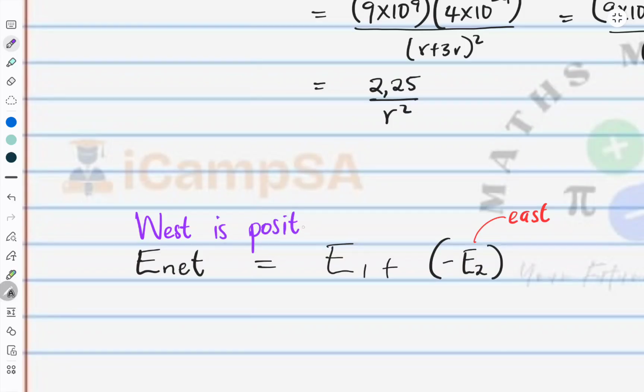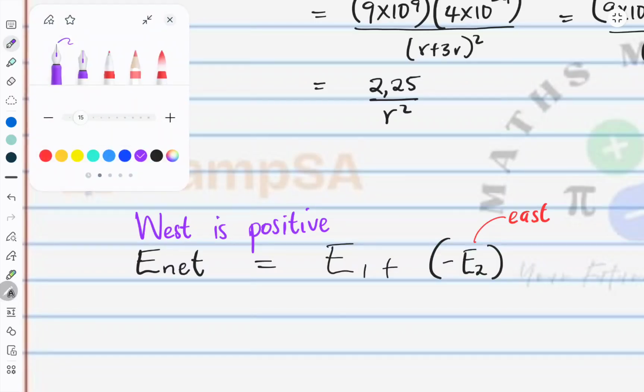Why do we do this? So that we don't just substitute negatives and positives without a clear reason.